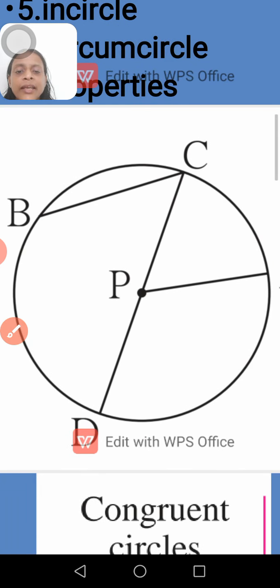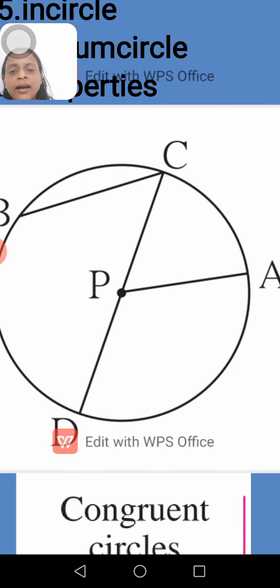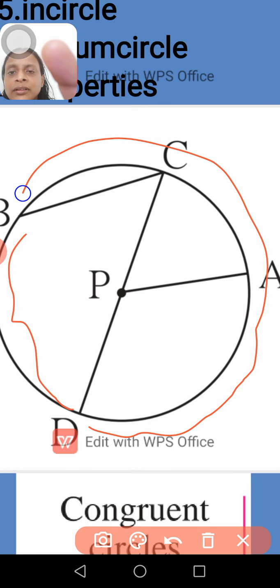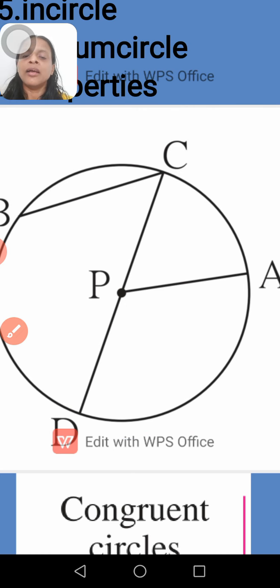Yes, CAD is another arc. Similarly, this BD is another arc. And starting from D, A, C, B, this one also is another arc. An arc means simply a part of a circle. But there are some definitions according to that, that is major arc and minor arc.